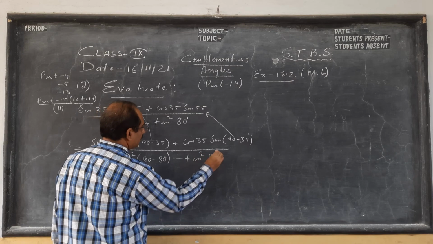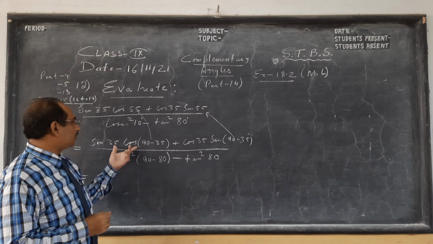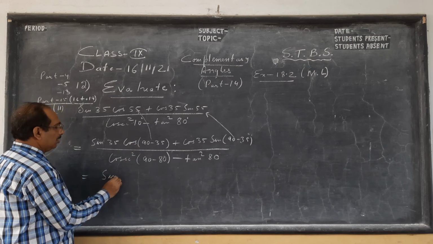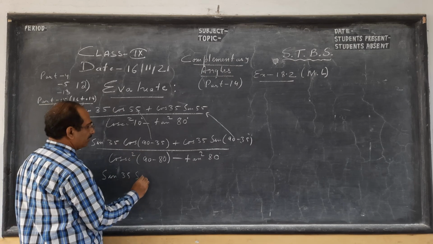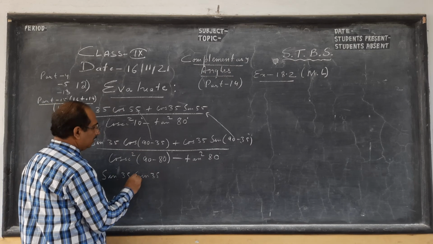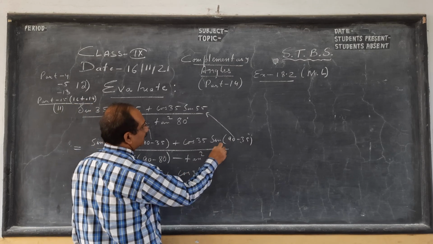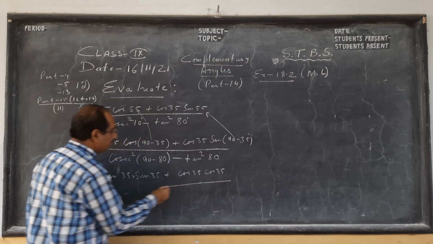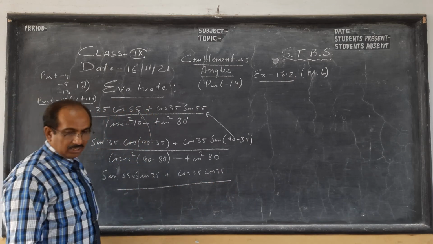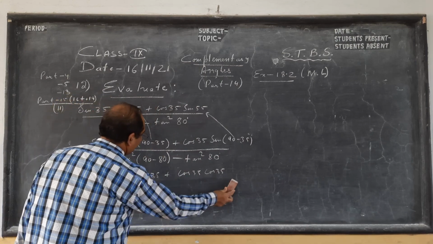So through practice you will see what we are trying to do. Actually we will try to get sine square. This will become sine square 35, sine 35, sine 35, into cos 35, because sine 90 minus theta is cos theta, cos 35. So here I will get 1 children. My basic idea is to get 1: sine square theta plus cos square theta, where theta is the same 35 degree.